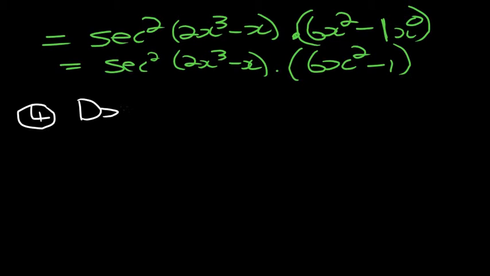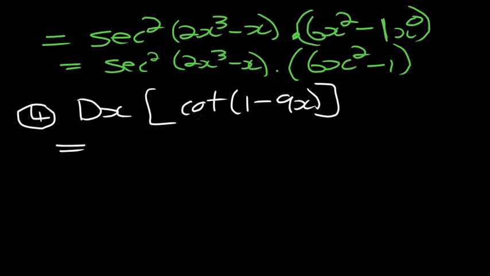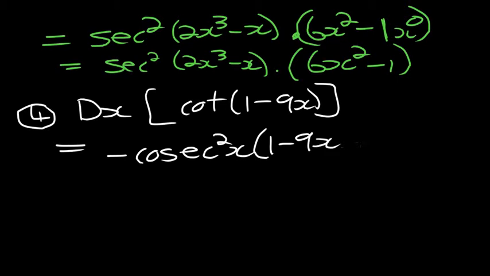Now again, another notation. You differentiate in terms of x this cot(1 minus 9x). If you differentiate cot, it becomes negative cosec squared x. That's how it is. And you keep the 1 minus 9x, but then you multiply it with this one's derivative. And again, if you differentiate a 1 or a constant, it becomes 0, so that will fall away.